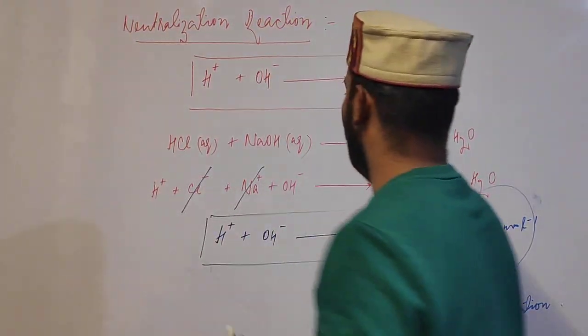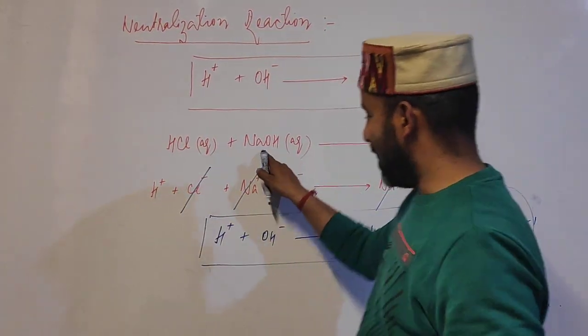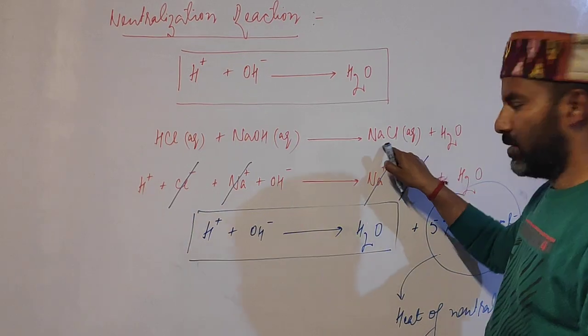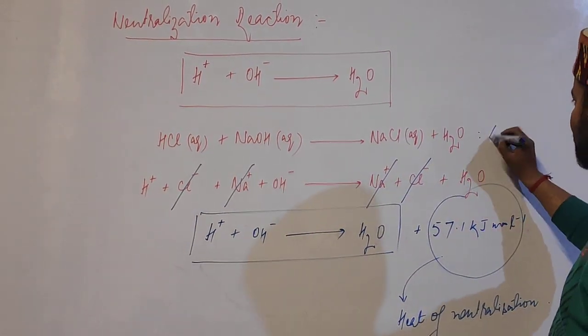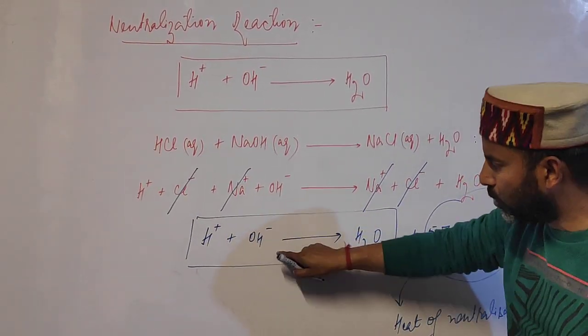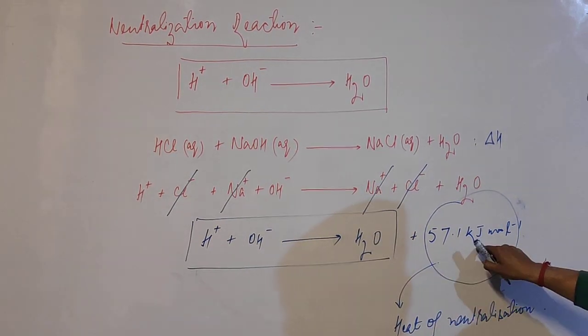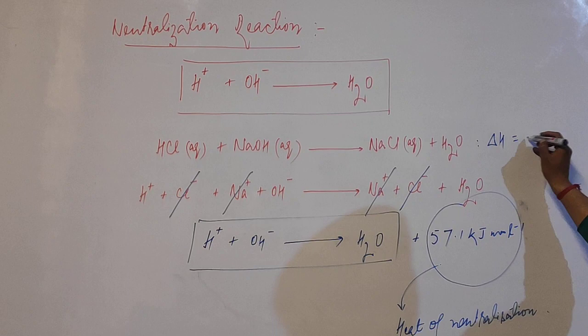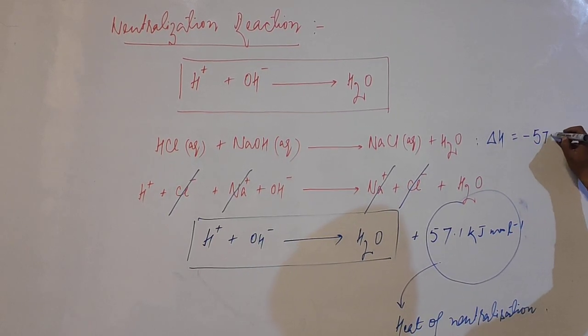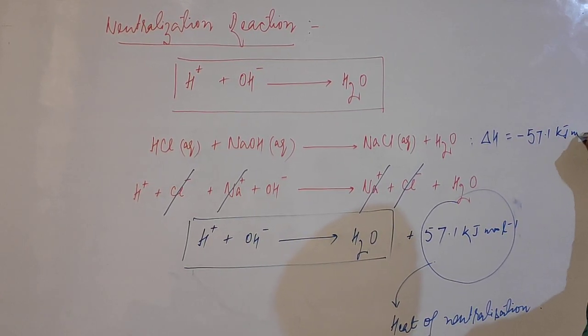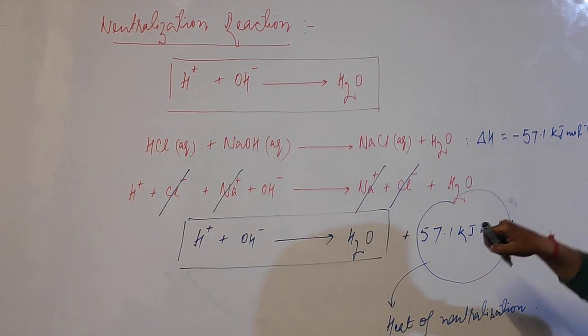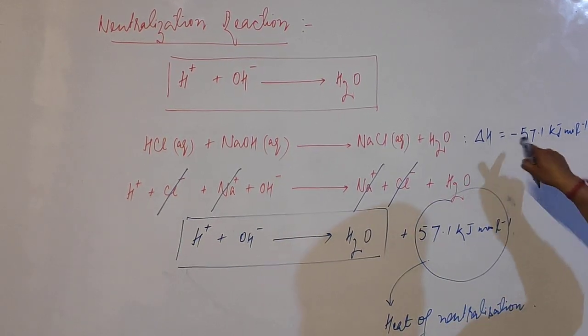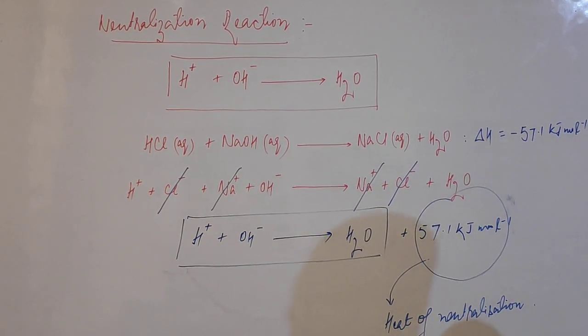See students, when we take say NaOH and HCl, we get NaCl and water. How much heat is released? Because ultimately heat will be released due to this reaction. Heat released is denoted by delta H, and it is minus 57.1 kilojoules per mole. Now students, you may be wondering why I put a minus sign? Because heat released during the reaction is represented by a negative sign.